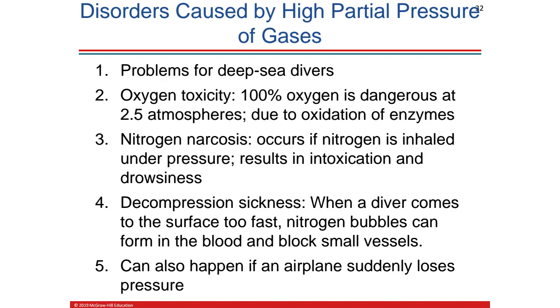One common thing that can happen is called oxygen toxicity. If you're breathing, say, 100% oxygen, and you're at 2.5 atmospheres, that's a very high level of oxygen, a very high partial pressure, and this can actually lead to oxidation of enzymes. It can cause damage to the nervous system. It can cause seizures. It can cause coma and death.